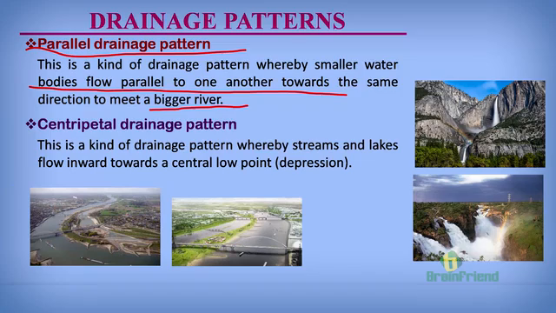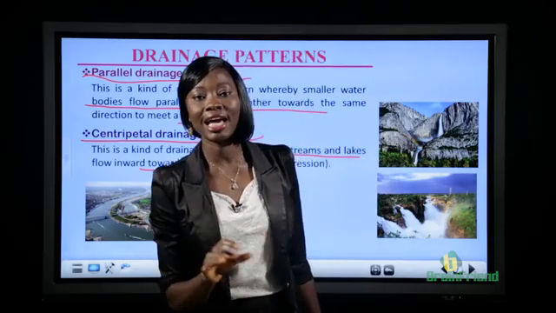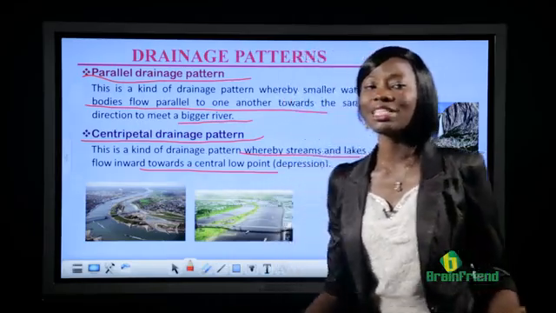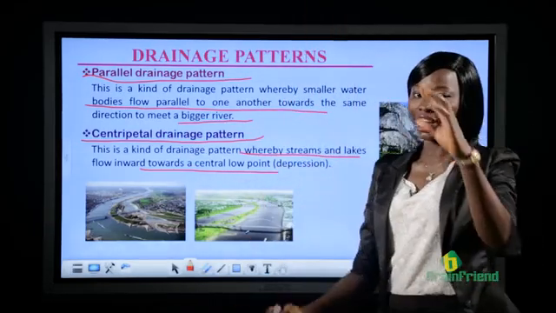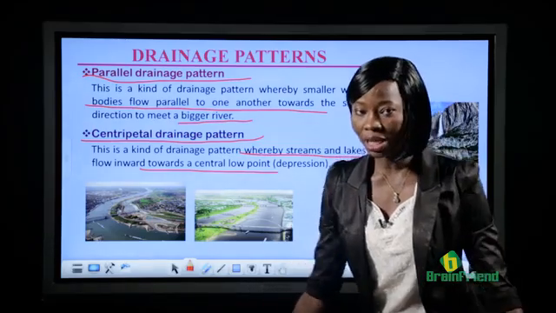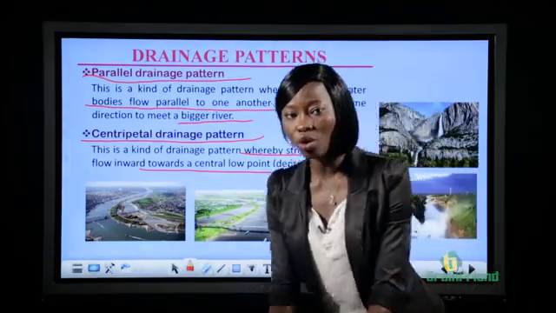The last we shall be looking at in today's class is centripetal drainage pattern. This kind of drainage pattern is seen in a case whereby streams and lakes flow inward towards a central low point. This is the opposite of radial drainage pattern. In this kind of drainage pattern, instead of the water flowing from a mountain or a hill downwards, it is flowing from a low land inwards into a lower area.